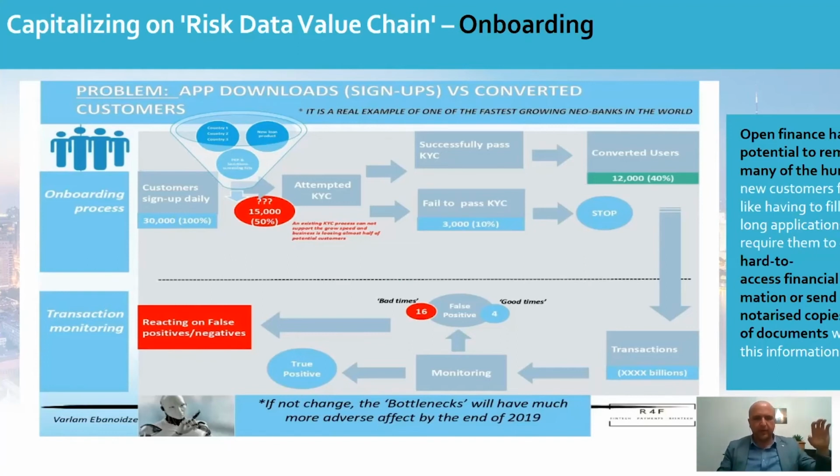So the process has some basic steps. The process begins with the downloading of the app on the client's phone. And we see here that in the beginning, the number of downloads is about 30,000 per day. But actually, the conversion rate of the users is 12,000. They are roughly losing around 50% of their potential clients.